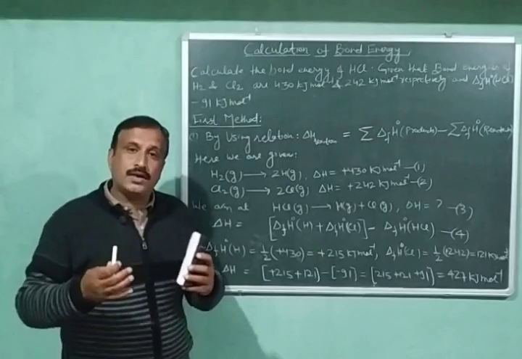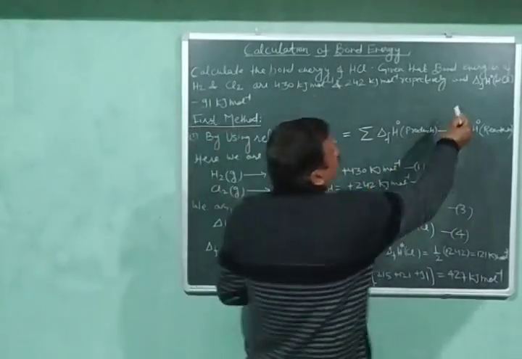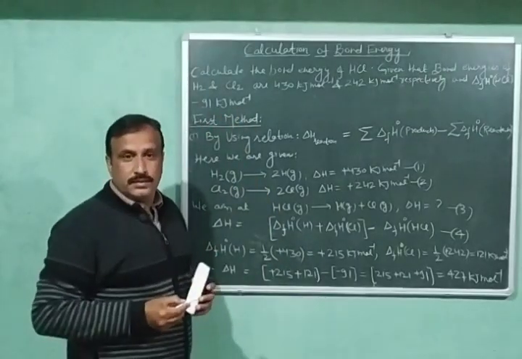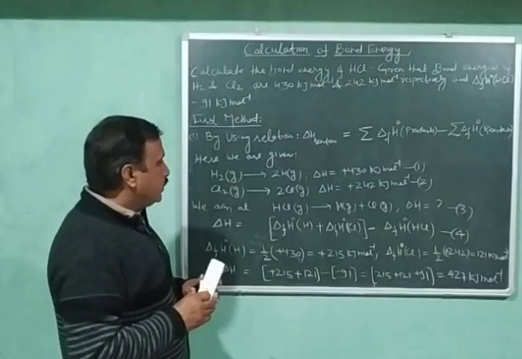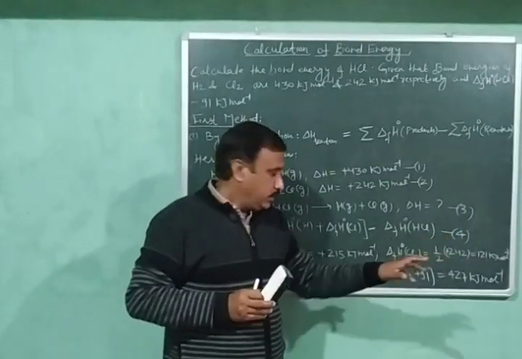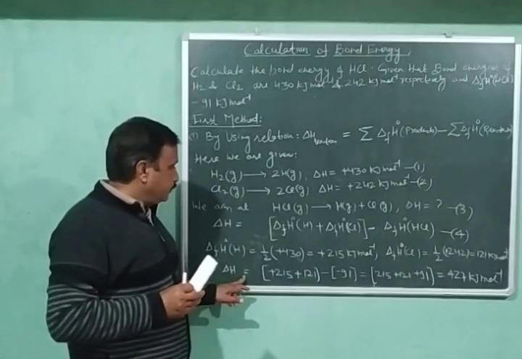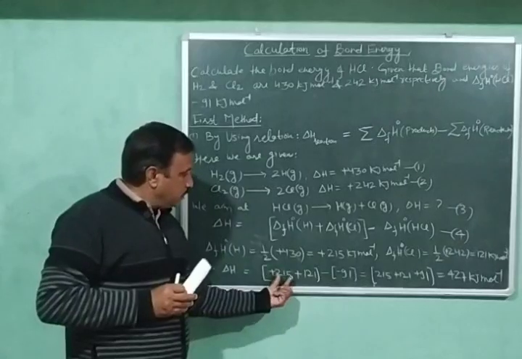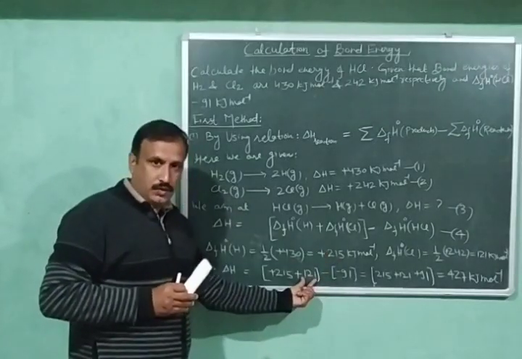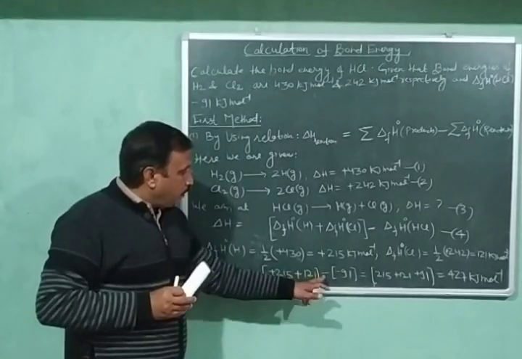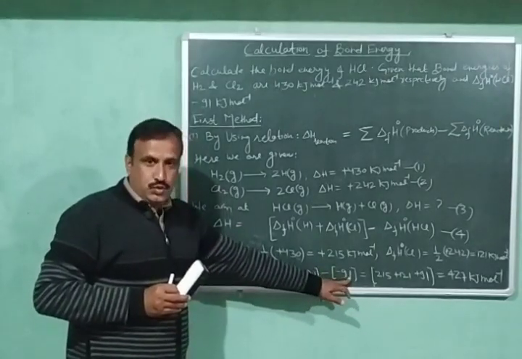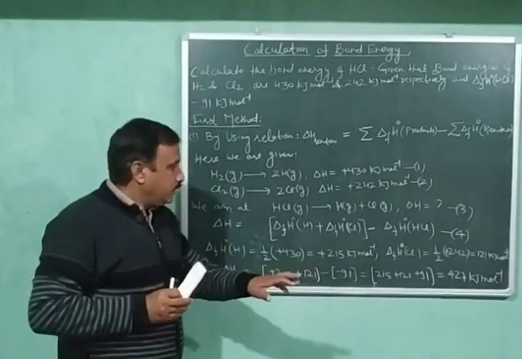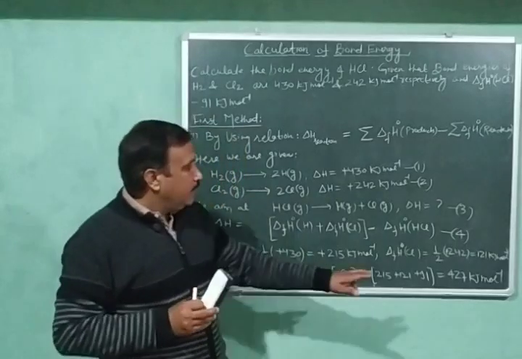Okay, and here we are given the enthalpy of formation of HCl, which is equal to minus 91 kJ per mole, and we will substitute all these values in equation number 4. So delta H of this reaction will be equal to 215, the enthalpy of formation of 1 mole of hydrogen atoms, plus 121, the enthalpy of formation of 1 mole of chlorine atoms, minus into minus 91 kJ per mole, where minus 91 kilojoule per mole is the enthalpy of formation of HCl.